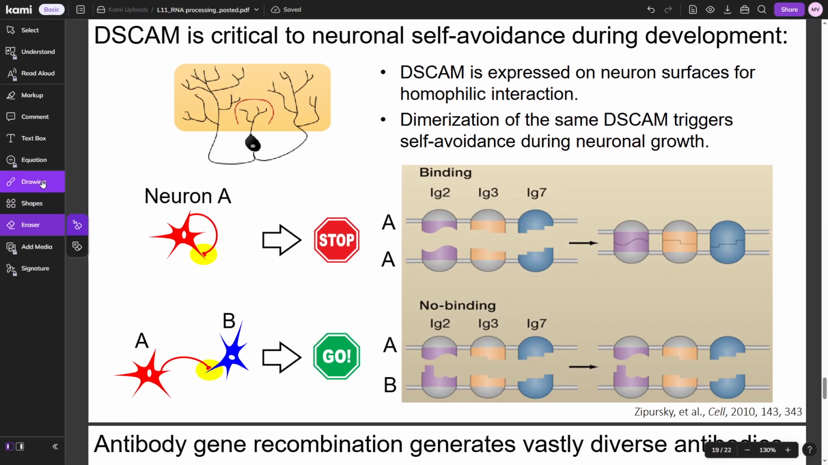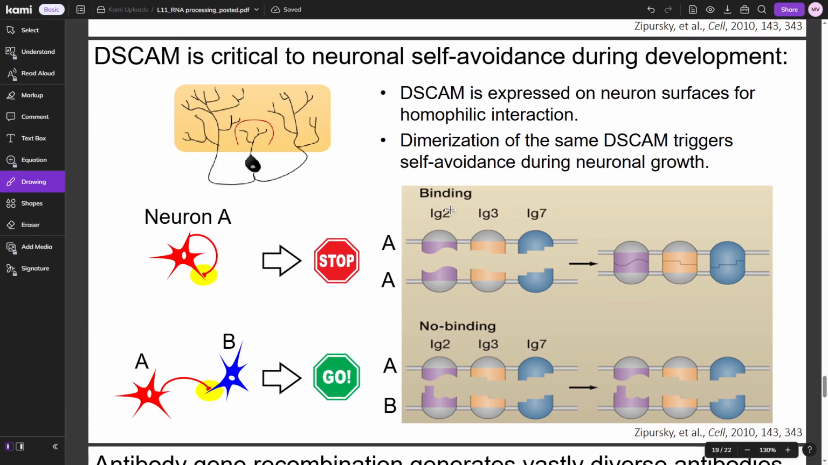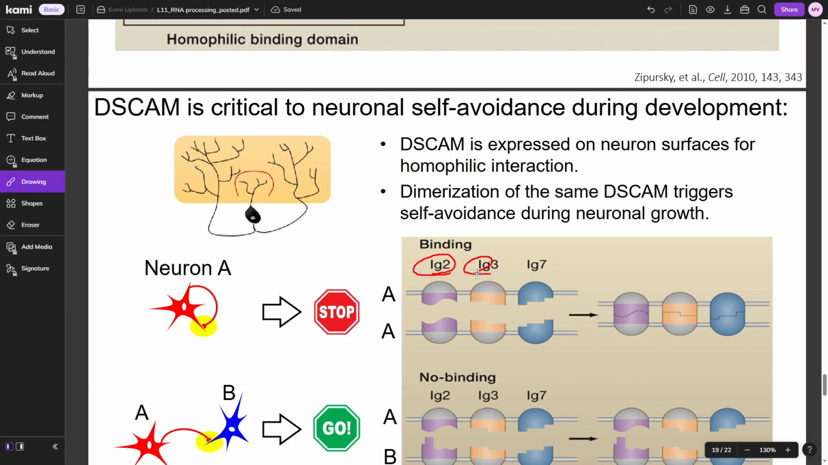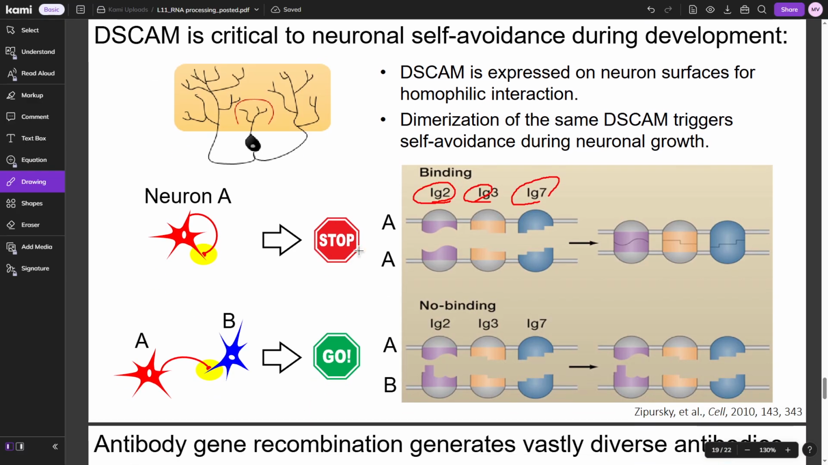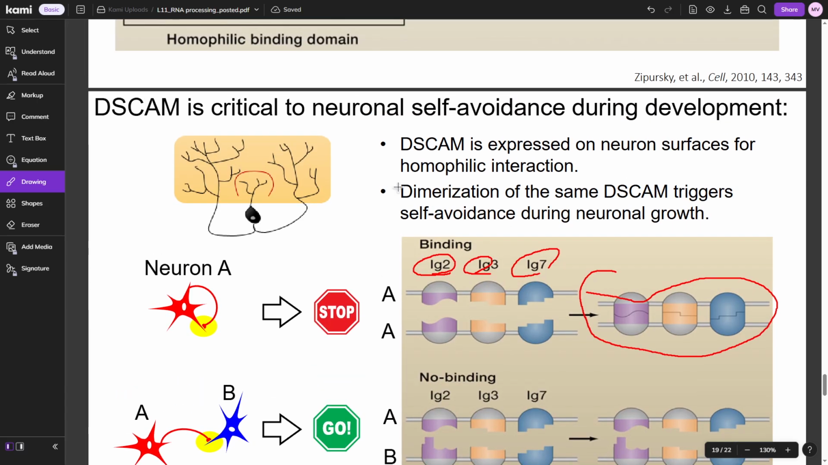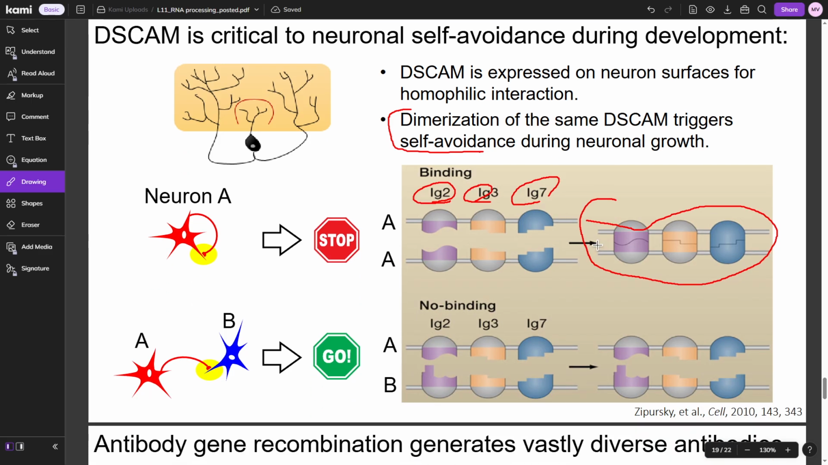So what's happening here is neuron A is going to produce some spliced versions of these proteins. So IG2, IG3, IG7, right? All neuron A's produce the same proteins there. So if 2 neuron A's come in contact with each other, or one neuron A comes in contact with itself, neuron A is always going to have the IG2, IG3, IG7. So it's going to have that. When these bind together, like this says, dimerization triggers self-avoidance, right? So these are going to bind, and it's going to cause self-avoidance, because they're dimerizing. So A will not bind to A.